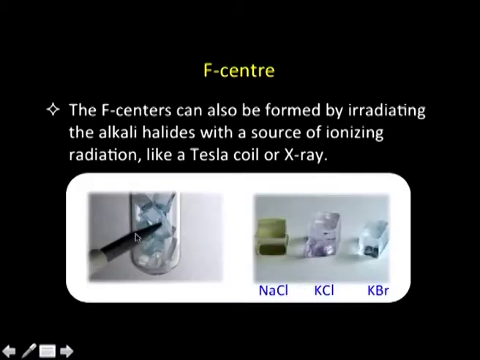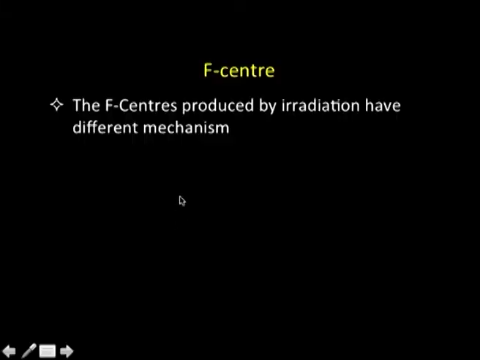Now, this is one typical demonstration. In this test tube there are certain crystals, and these crystals are being irradiated by a Tesla coil, which gives high energy radiation. As a consequence, if I take a sodium chloride crystal, we get a yellowish material. For KCl, we get this coloration, and for KBr, a different coloration. So, when an alkali halide is irradiated with high energy radiation, we can get these defects. But the mechanism of defect formation in such cases is different. The F centers produced by radiation have a different mechanism.